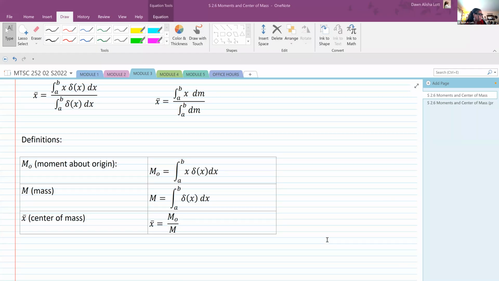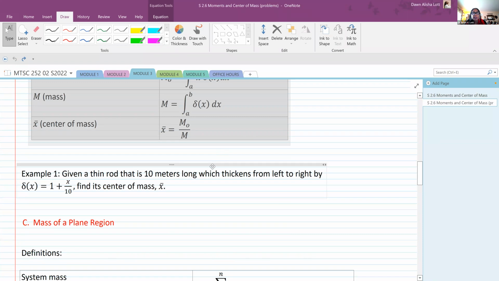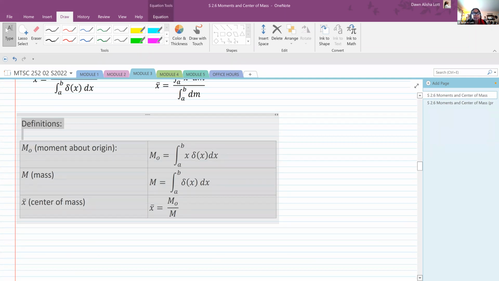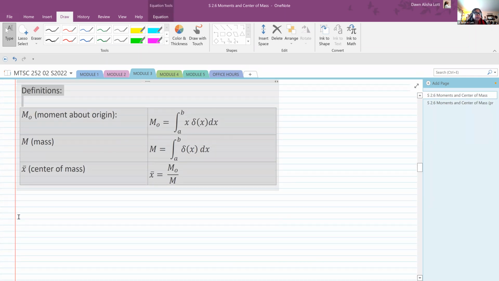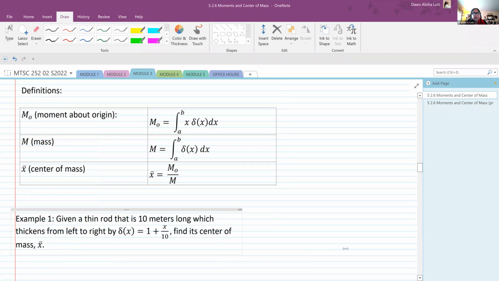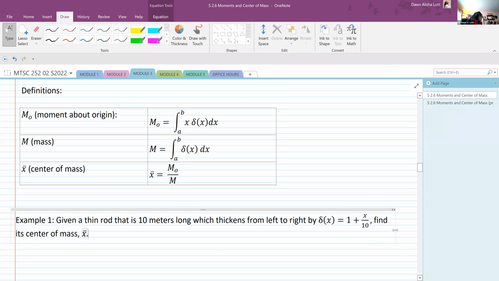All right, so we have an example. Here's my example. I have a thin rod that is 10 meters long, which thickens from left to right by delta x given by 1 plus x over 10. Find its center of mass.